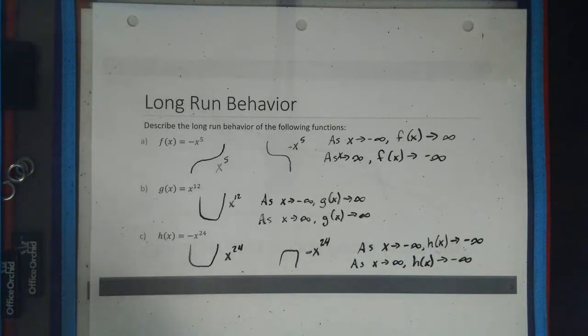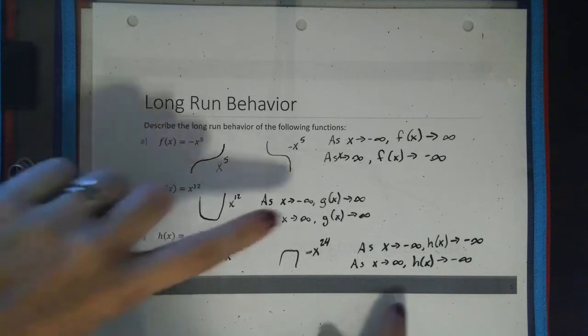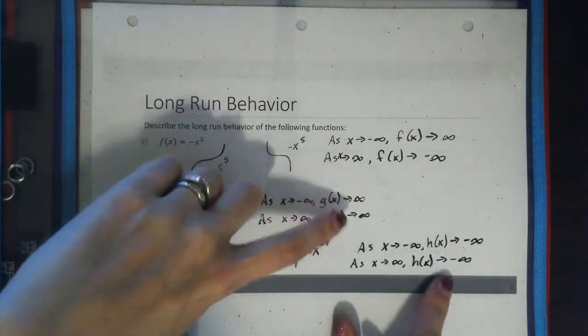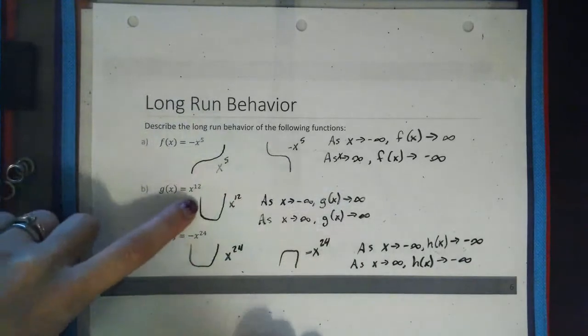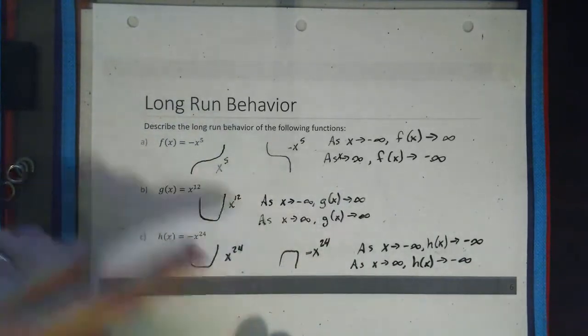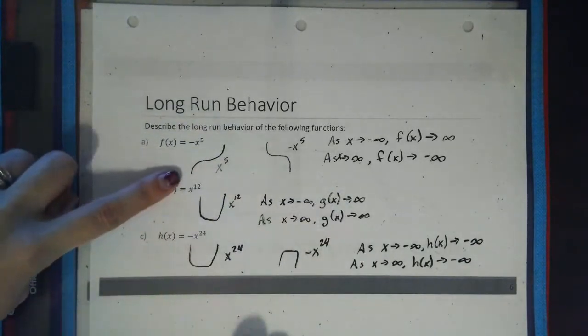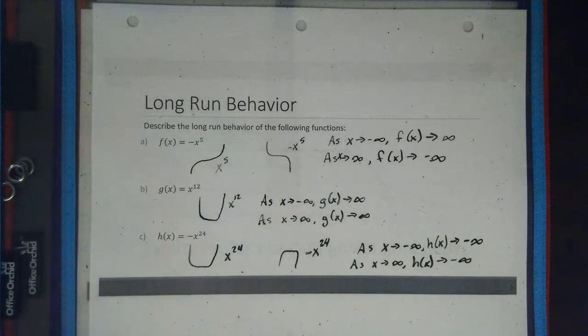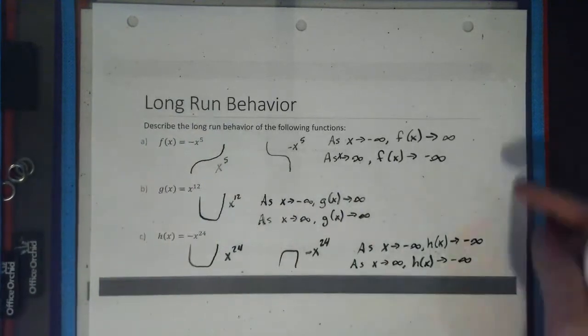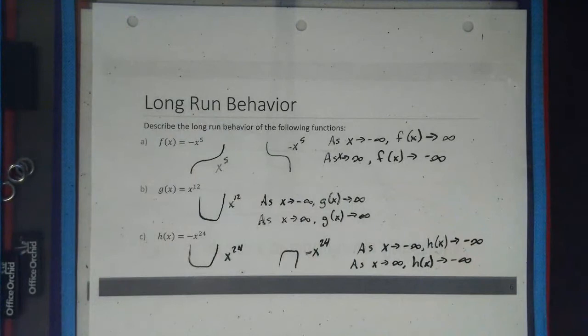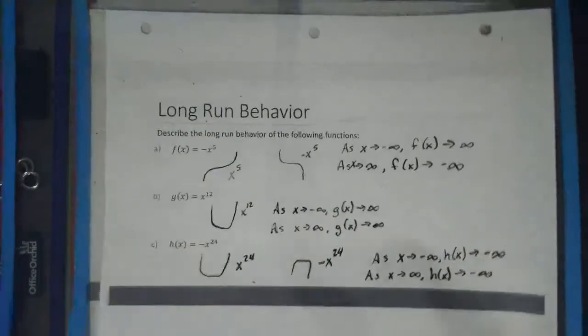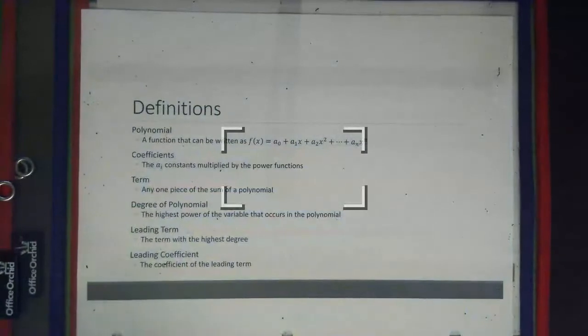One thing I would like to point out here is that with even power functions, our function values go the same direction. So either they're both up or both down. Whereas for our odd power functions, our function values are going opposite directions. So one goes towards positive infinity and the other goes towards negative infinity. So that's kind of an interesting little thought there.